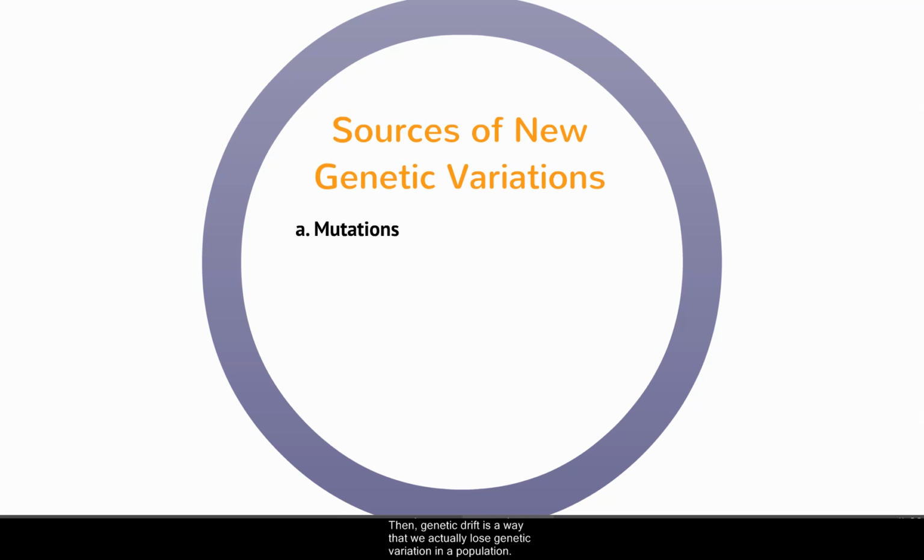So mutations are the only way to get completely new alleles into a population. And mutations are small mistakes in the DNA code as the DNA is copied, and those mistakes are passed on. And we're going to talk more about the logistics of how that happens at a cellular level.